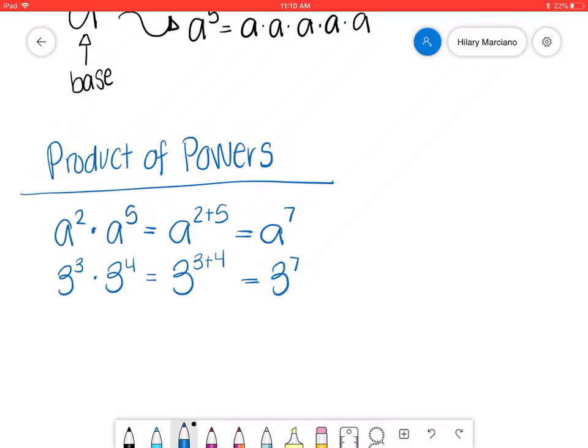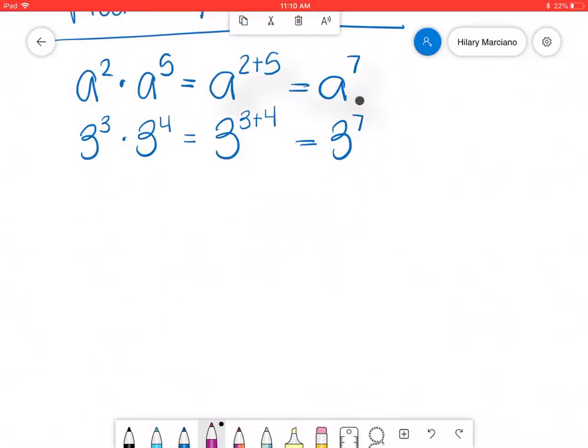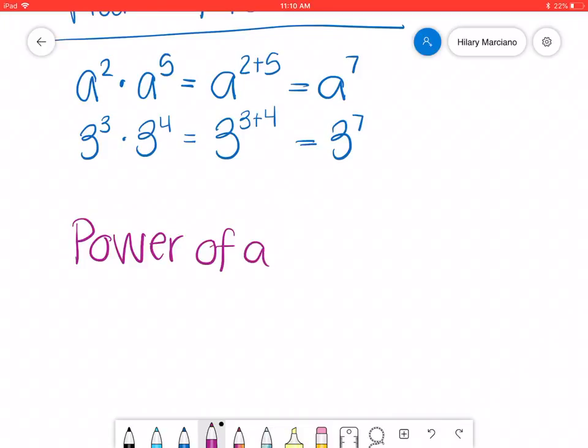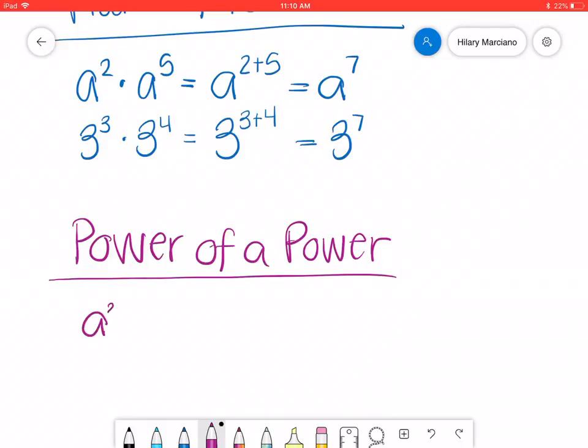The next type of multiplication problem that we could run into with exponents is called a power of a power. Remember, power is another word for exponent. In this case, we have a to the second, and then we have all of a to the second raised to the fifth power. So now we're multiplying 2 by 5 as an exponent, and our answer is going to be a to the 10th power.